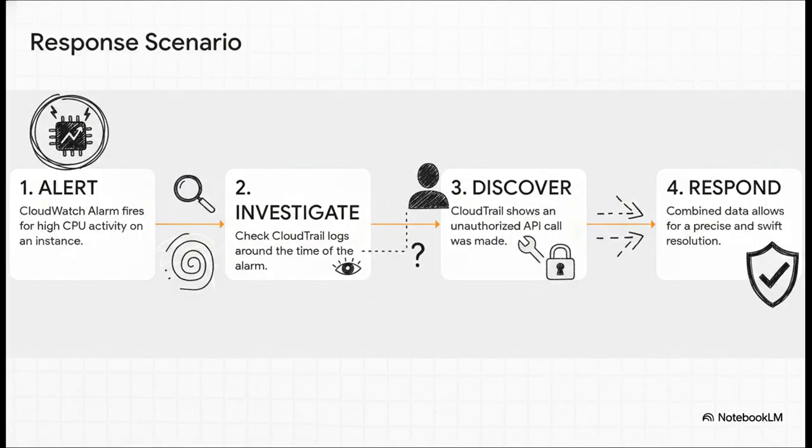So let's walk through how this actually plays out in the real world. Okay, step 1. An alarm from CloudWatch goes off. Ping! CPU in one of your instances is pegged at 100%. That's the impact, right? Step 2. What do you do? You immediately jump over to CloudTrail and you look at the logs for that exact time the alarm fired. Step 3. And there it is. You discover it. An unauthorized API call that changed a security group happened just moments before the CPU spike. That was the action. See? Now you've got the full picture. Action and impact, and you can actually fix the problem, not just the symptom.